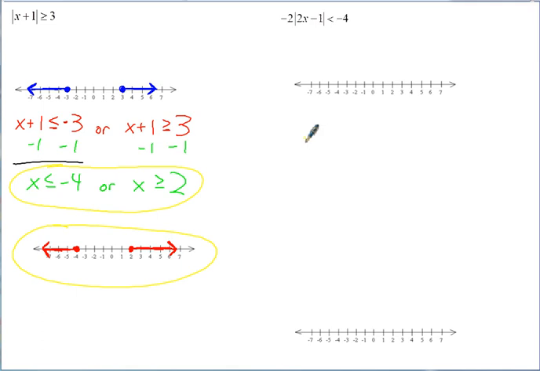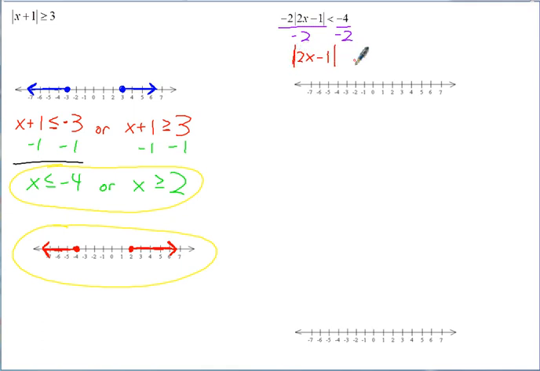Let's look at one more example. On this one, the absolute value is not isolated yet. So we first have to divide by the number on the outside, negative 2. Be careful, you can't just distribute it into an absolute value. That will change the answer oftentimes. So you have to isolate the absolute value first, which gives us the absolute value of 2x minus 1.